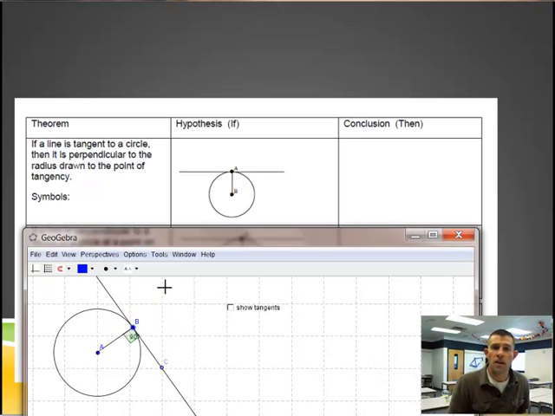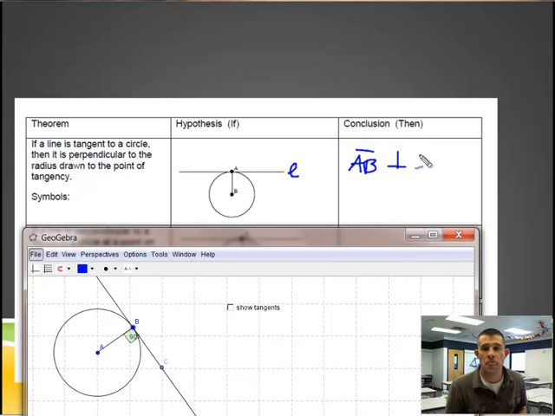So one of the things that I can conclude about this theorem is that this line AB and the tangent L are always going to be perpendicular. So radius AB is going to be perpendicular to line L because it's tangent.